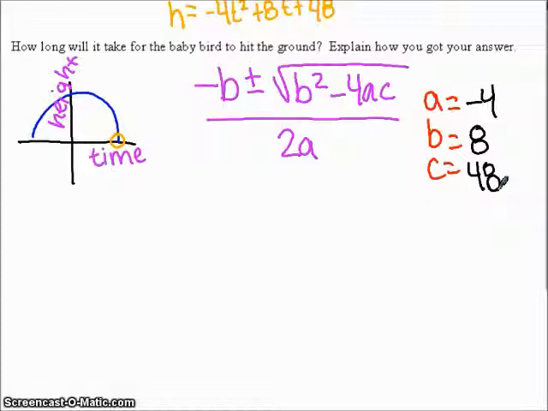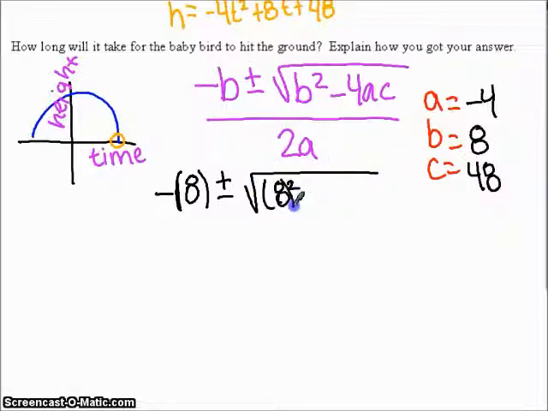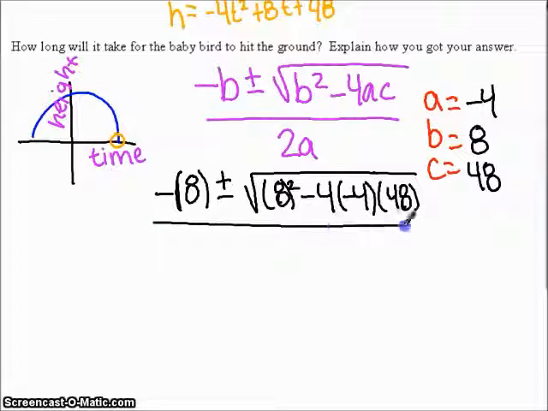Now I'm going to take these three terms for a, b, and c and substitute them into my equation to get the x-intercepts. So I'm going to have negative 1, or the opposite of b, times 8 plus or minus the square root of 8 squared minus 4 times negative 4, because that's our a, times 48, because that's our c, all divided by 2 times negative 4.